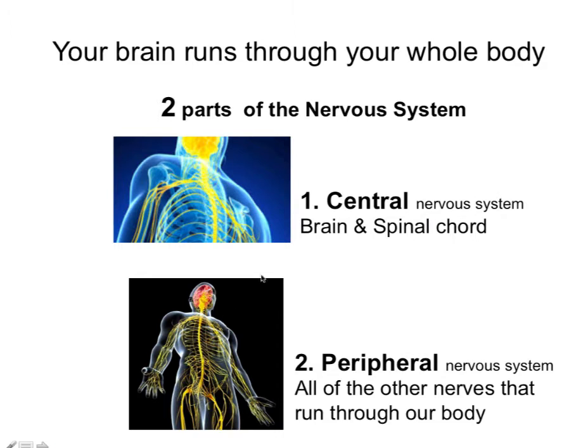So the nervous system is referred to in two ways. There's two basic parts. The first is the central nervous system, which is the brain and the spinal cord. And then the second is the peripheral nervous system, which consists of all the other nerves that run through your body.